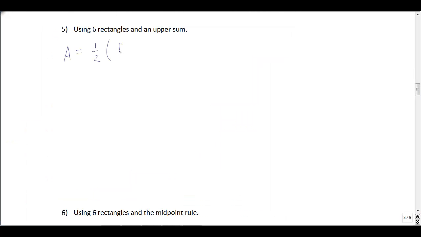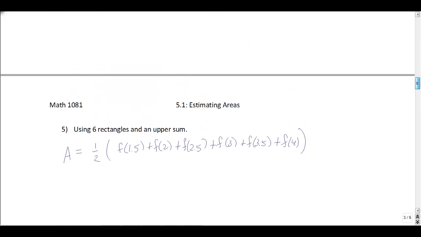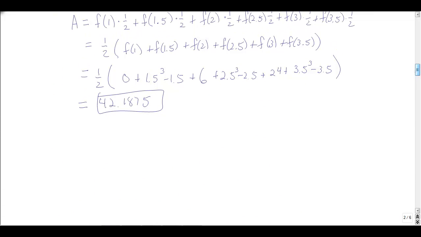So we're going to get f of 1.5 plus f of 2 plus f of 2.5 plus f of 3 plus f of 3.5 plus f of 4. 1, 2, 3, 4, 5, 6. Note, that's very similar to the last one we did. When we went up here, we did 1, 1.5, 2, 2.5, 3, 3.5. We get all of this.